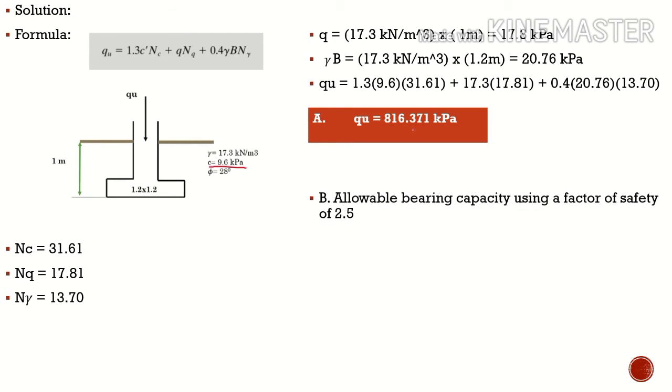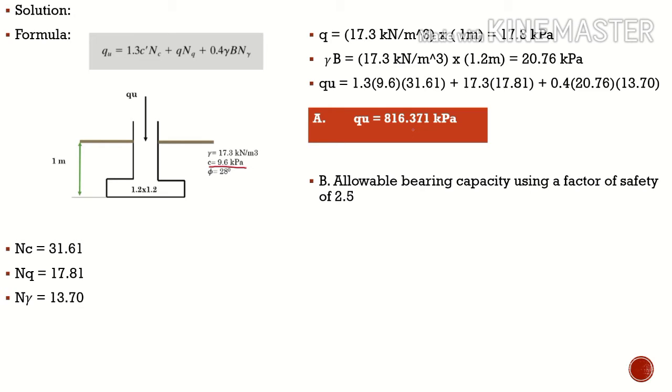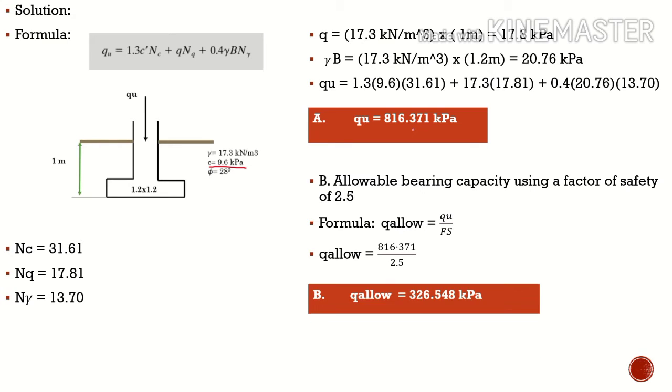Next, letter B. Allowable bearing capacity using a factor of safety of 2.5. So, the formula for q allow is equal to the ultimate bearing capacity divided by the factor of safety. We have the ultimate bearing capacity of 816.371. We will just divide it by the factor of safety of 2.5. So, we have q allow is equal to 326.548 kilopascal.